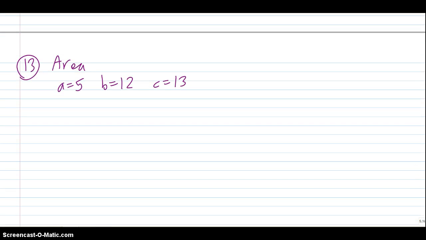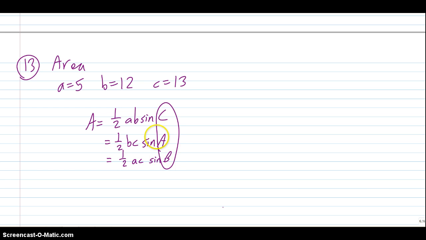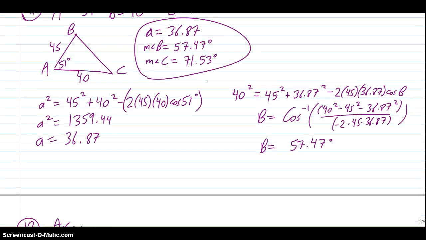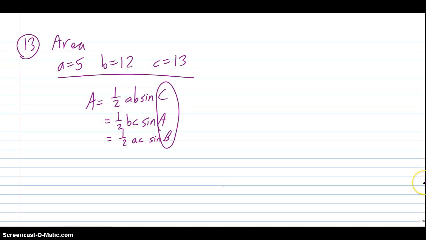The only thing I was going to do, number 13, to help you, but our video is running a little short. All you have to do for area is just use 1/2 AB sine C, or, depending on which sides you use, you could use BC sine A, or you could use AC sine B. It's your choice. But notice, you'll need an angle. We only have sides here. So you'll have to use some of what we did up here, namely law of cosines, to figure out one of the angles, and then you plug it into that formula with the appropriate sides there. Okay?